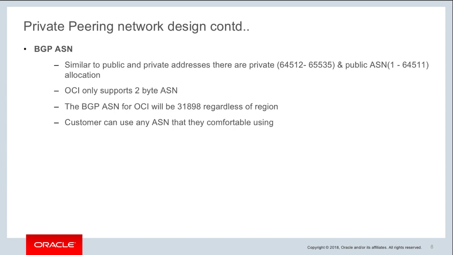In case of BGP ASN, for Oracle, the BGP ASN is always 31898, regardless of the region, in case of a private peering connection. We only support 2-byte ASN, and for private connections, it can be anything in the provided private ASN range. We actually went through the example in the last course, and you can see that I used one of the ASN numbers from this private range when I was doing a quick demo of that.